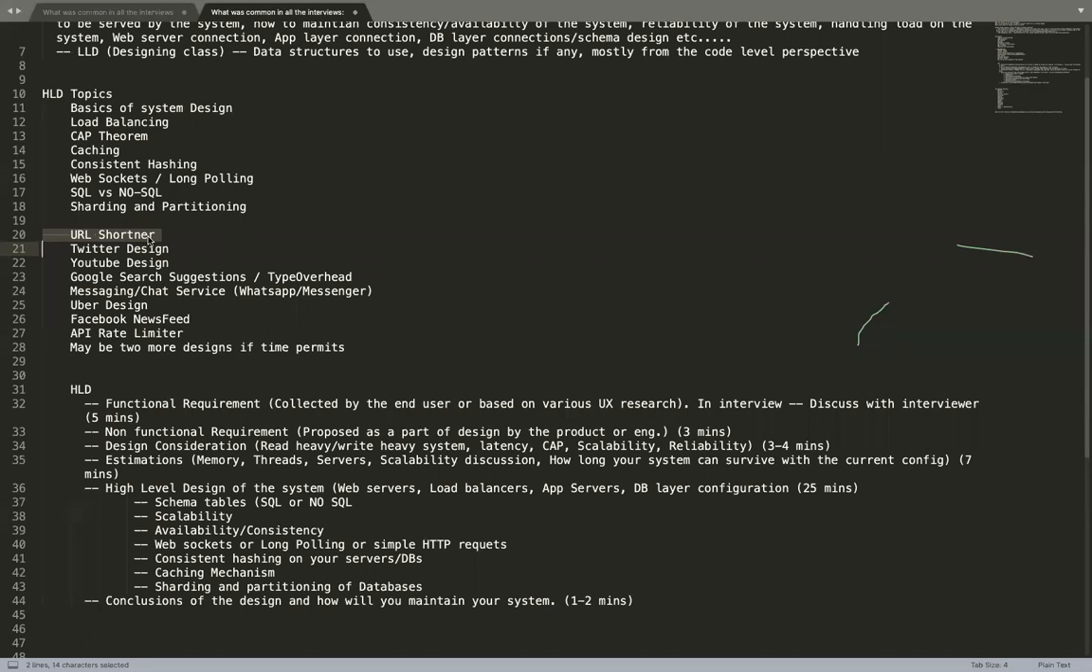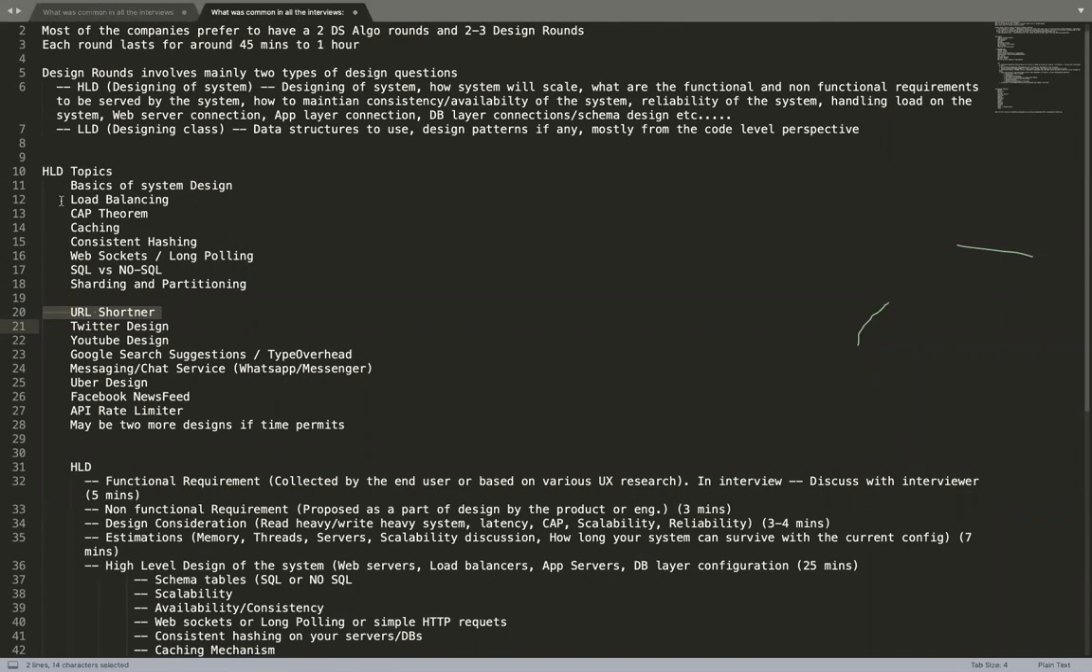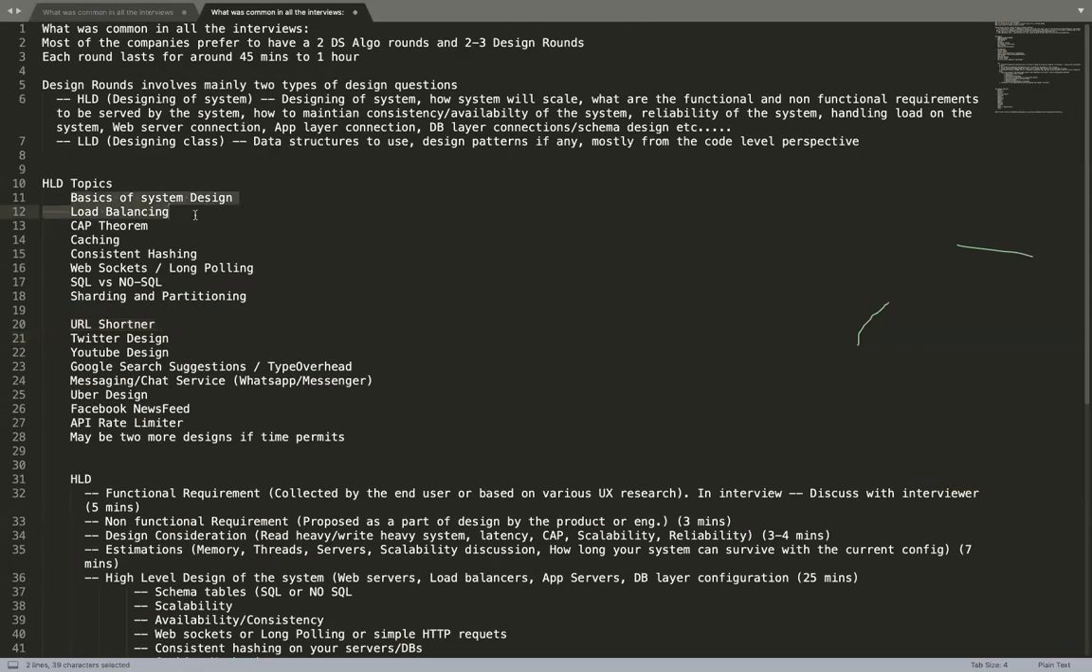So yes, that is all about the high level design. Just to briefly tell you again what exactly we'll discuss: the basics of system design, load balancing, CAP theorem, caching, how caching works, what are different caching strategies, what is cache eviction, what are different cache eviction policies, what is consistent hashing. This is a very, very important topic.